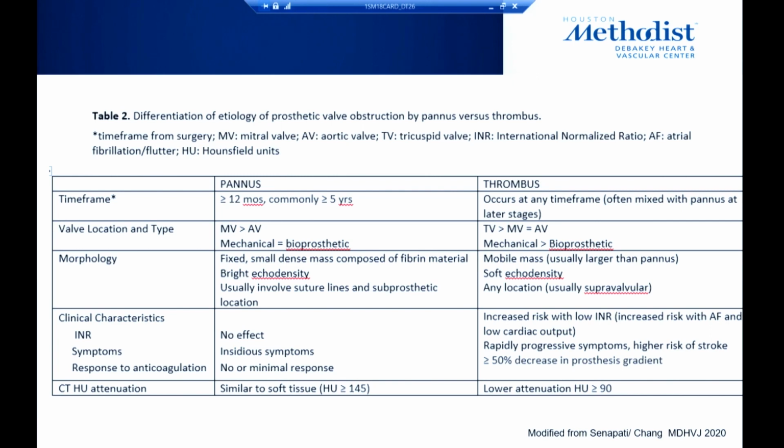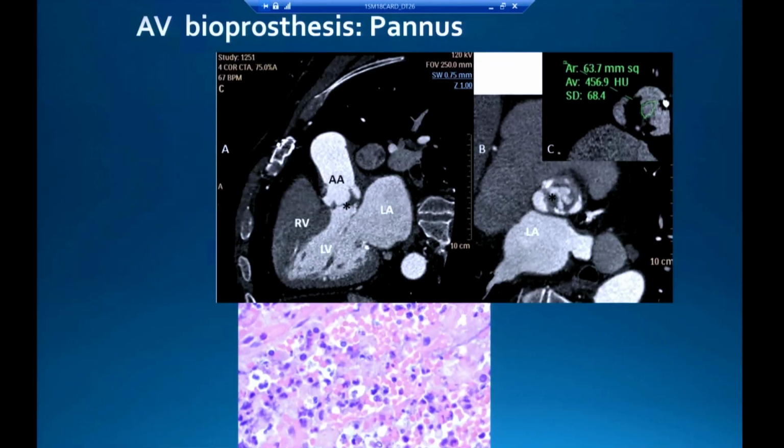Obviously, the clinical characteristic is very important, because if you have someone who has a mechanical valve and has been inadequately anticoagulated, most likely it will be clot. And CT can help, besides the location of the tissue or mass that we see, with the CT attenuation. Pannus is an inflammatory process, so the Hounsfield unit will be similar to soft tissue, over 100 most of the time. And clot is most of the time with a lower attenuation. So let's see some examples.